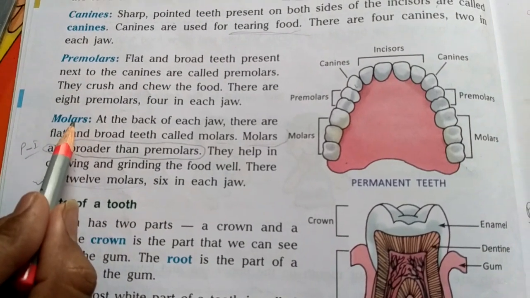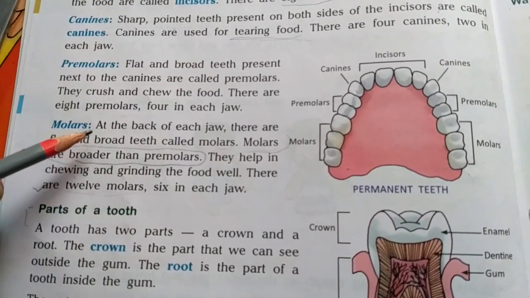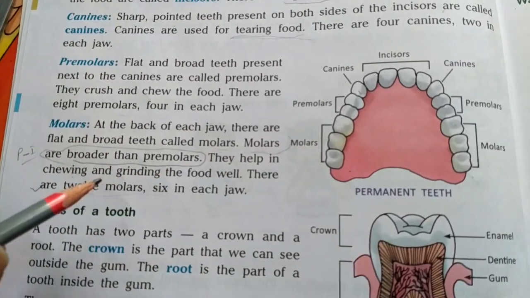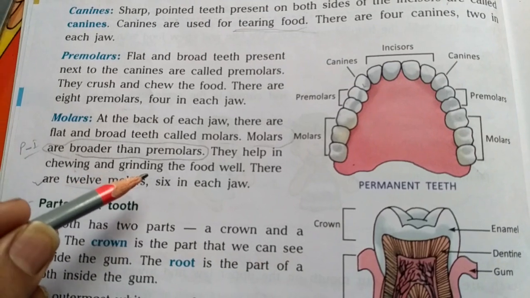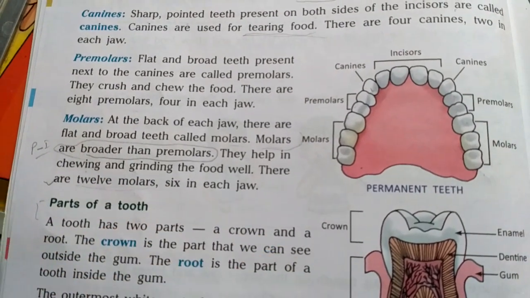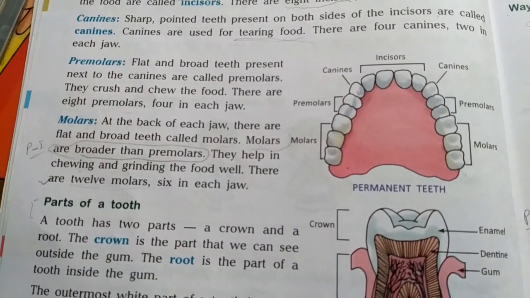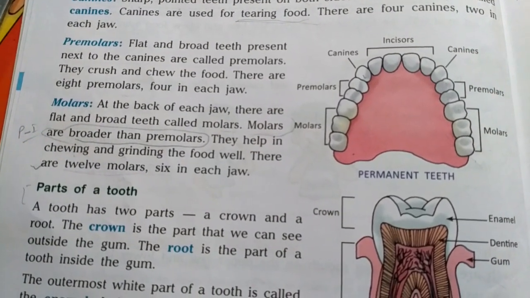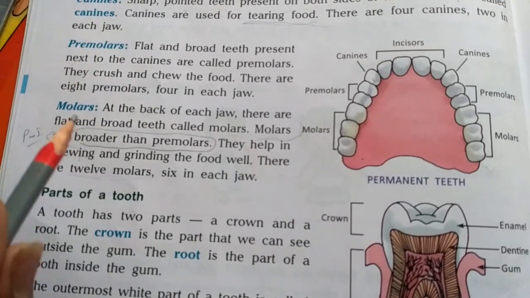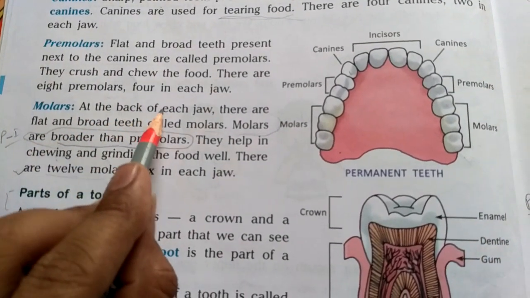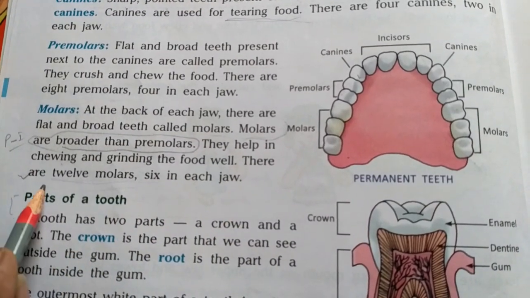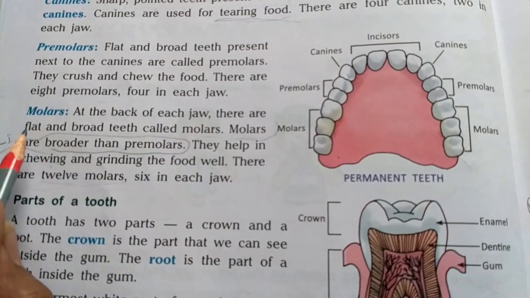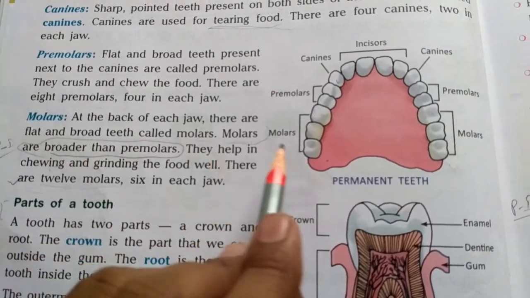The last one was the molars. What is the difference between premolars and molars? Molars are broader than the premolars, and they further help in chewing and grinding the food well. The food is properly chewed and ground, converted into a paste-like material before swallowing. They are present at the back of each jaw, and there are 12 molars in total, 6 in each jaw. They are also flat and broad teeth.